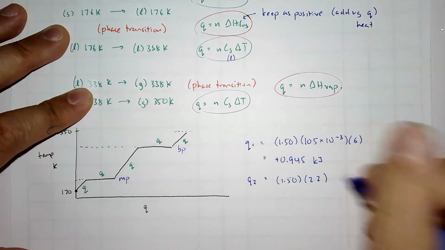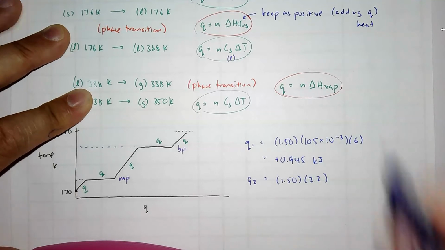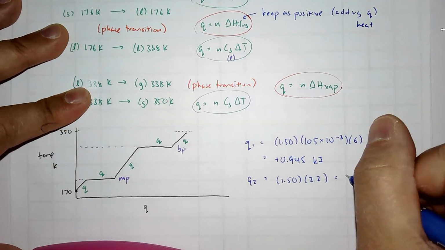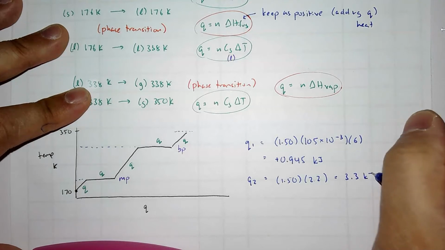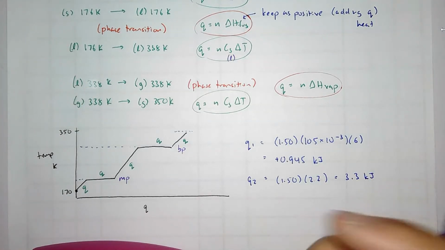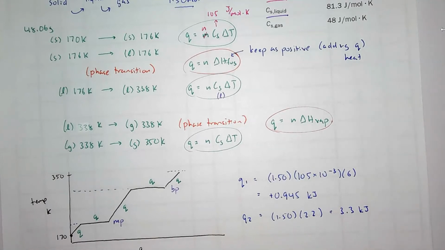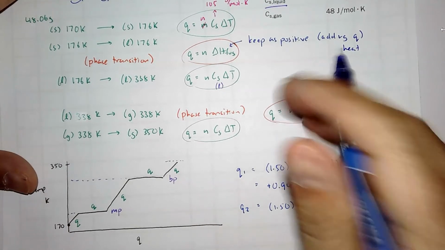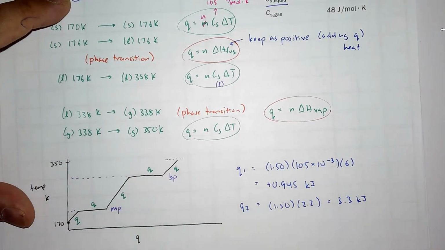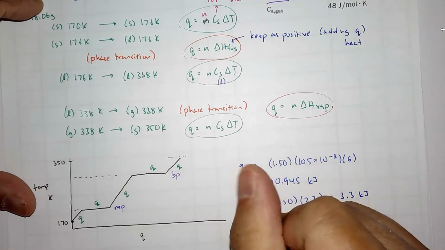Okay, almost there. Now on a real test, you'd be working faster. If they ask for the Q, I would just do this part. But it's going a little bit slower than on an exam because I'm explaining everything, and I'm putting annotations. Q2 is 3.3, let's go with that.